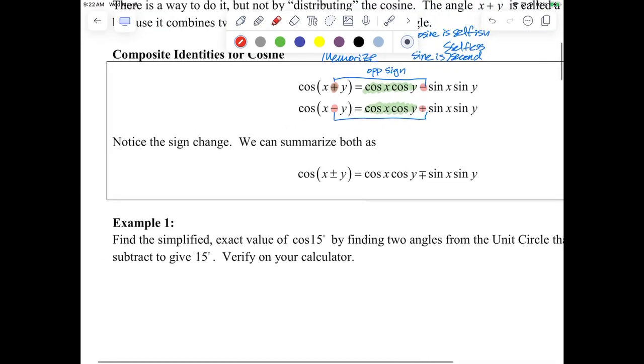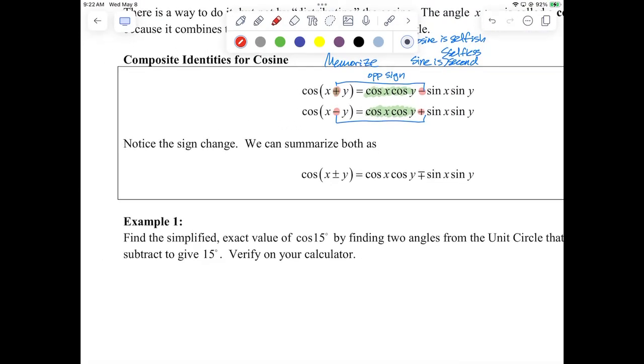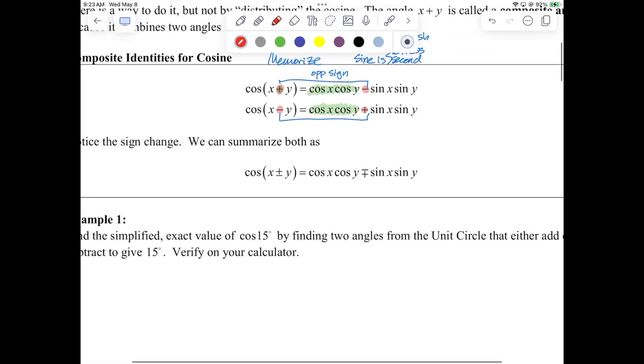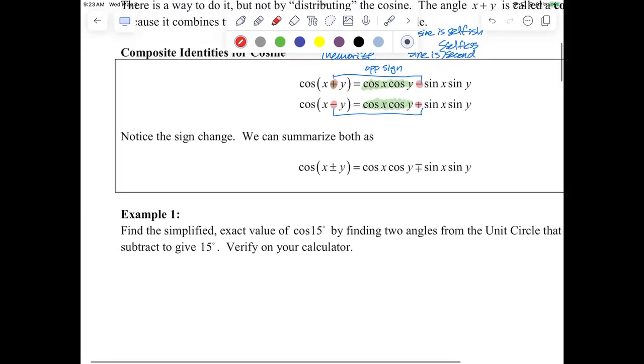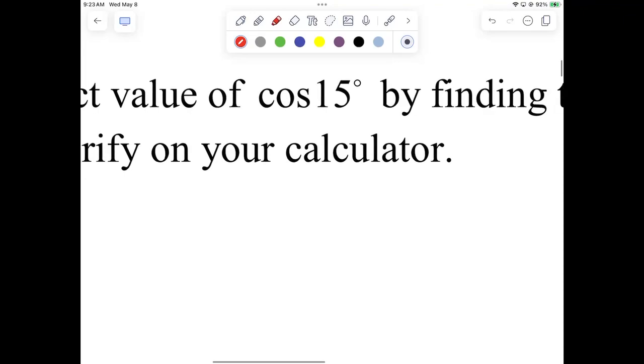Let's see what we could do to help us remember this. Let's use it. Find the simplified exact value of cosine of 15 degrees by finding two angles from the unit circle that either add or subtract to give you 15. Okay, first of all, 15 is not one of the angles on the unit circle that we memorized, is it? It's a very shallow angle right here, 15. So we don't have it memorized by heart.